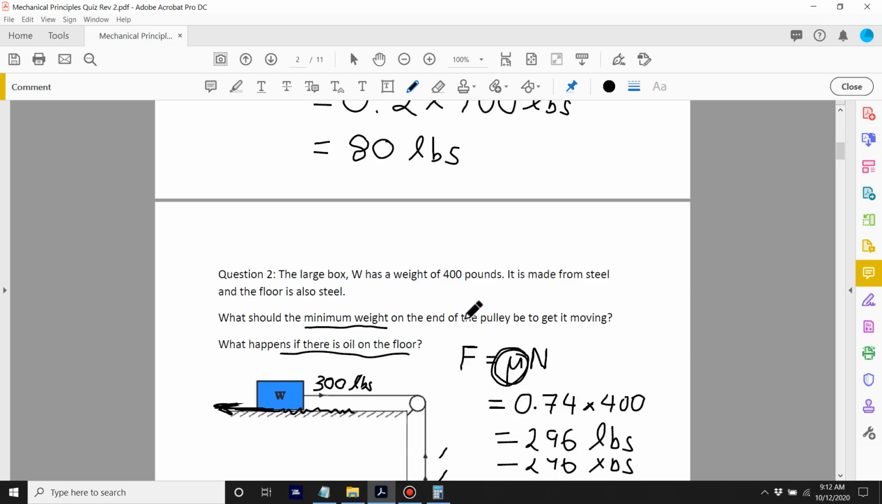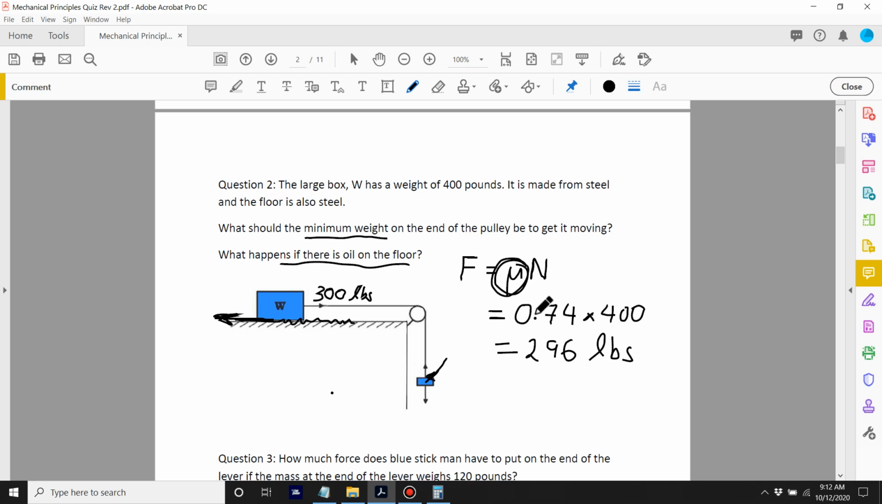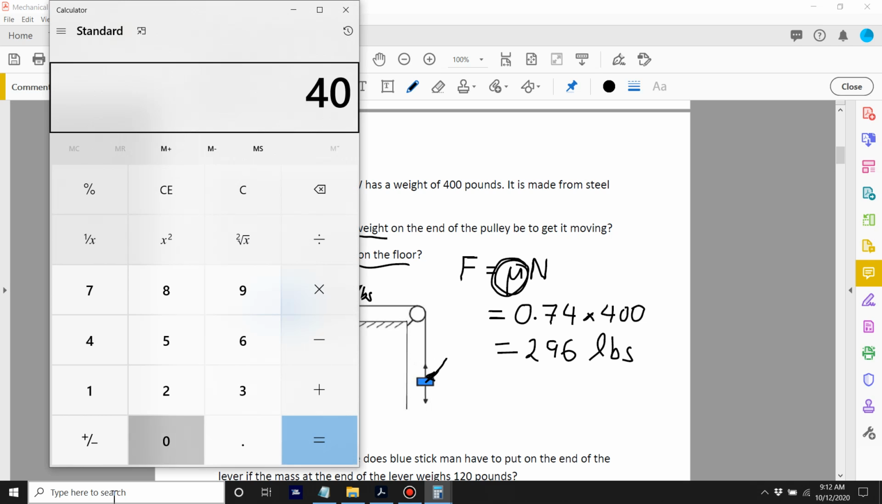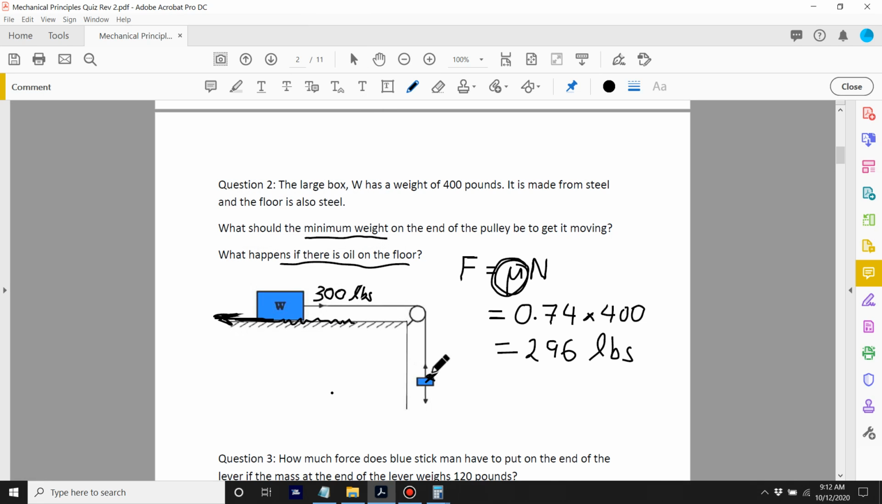it's 0.15. So what we'll do is, calculator, 400 multiplied by 0.15, I could get away with 60 pounds of force here. I could get away with 60 pounds, and that will definitely get that block moving a lot easier. So lubrication is our friend.